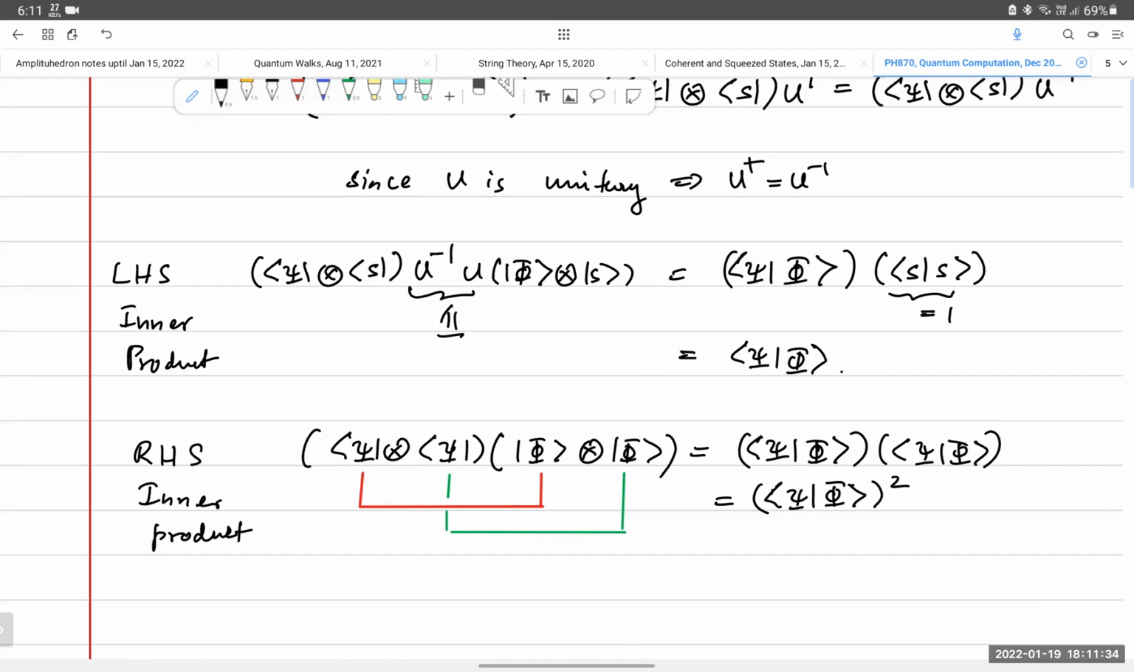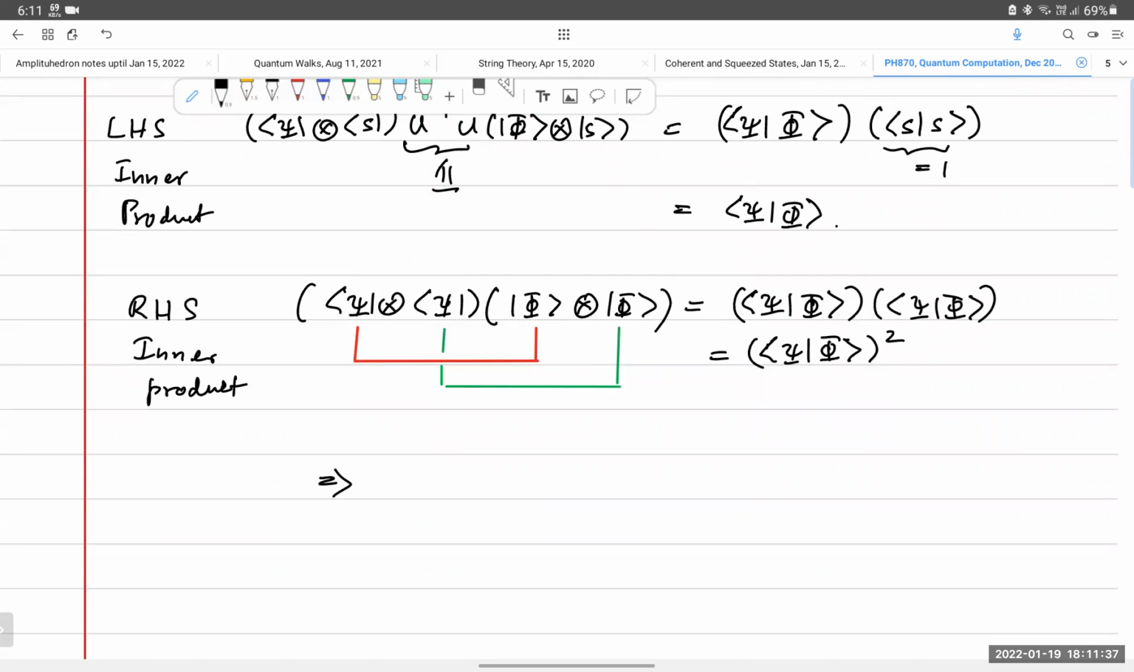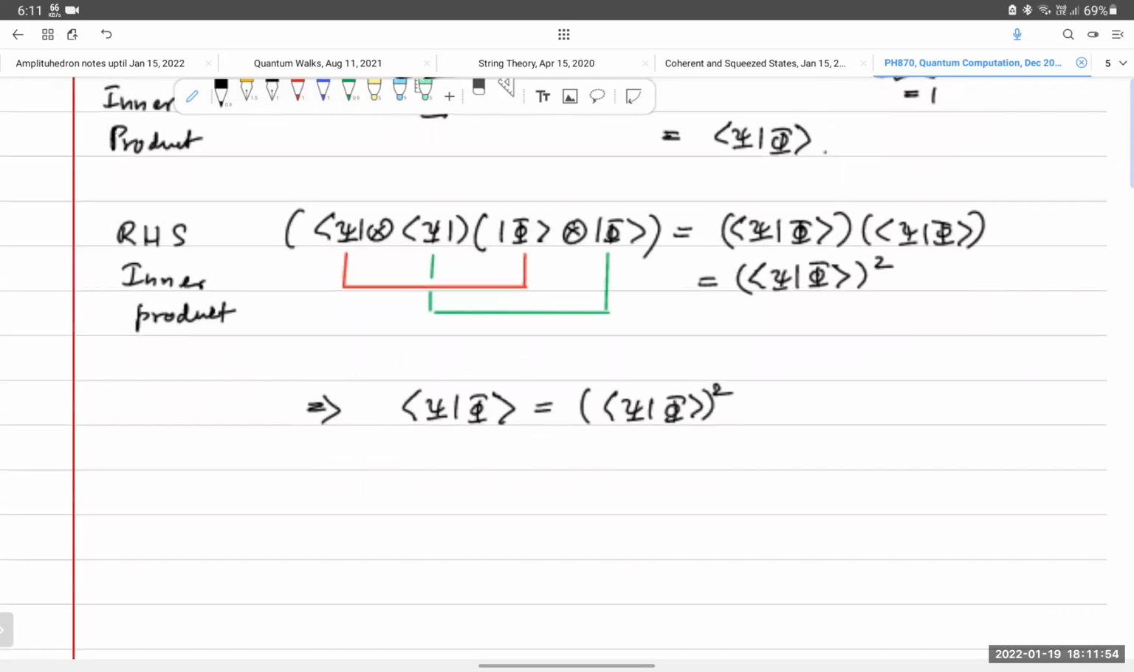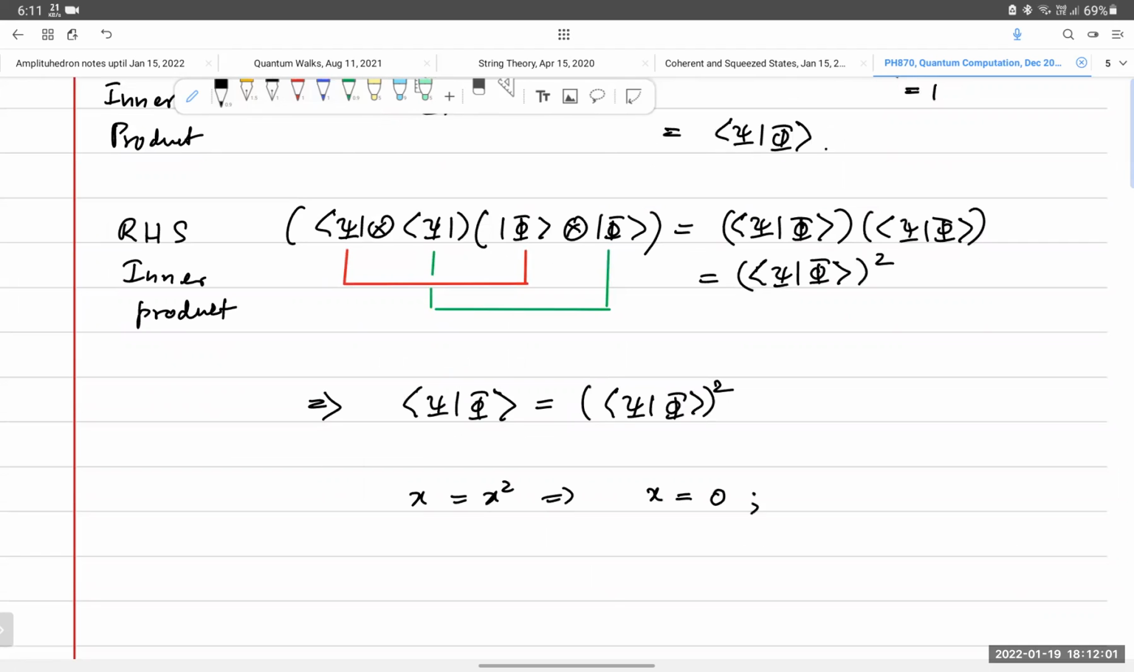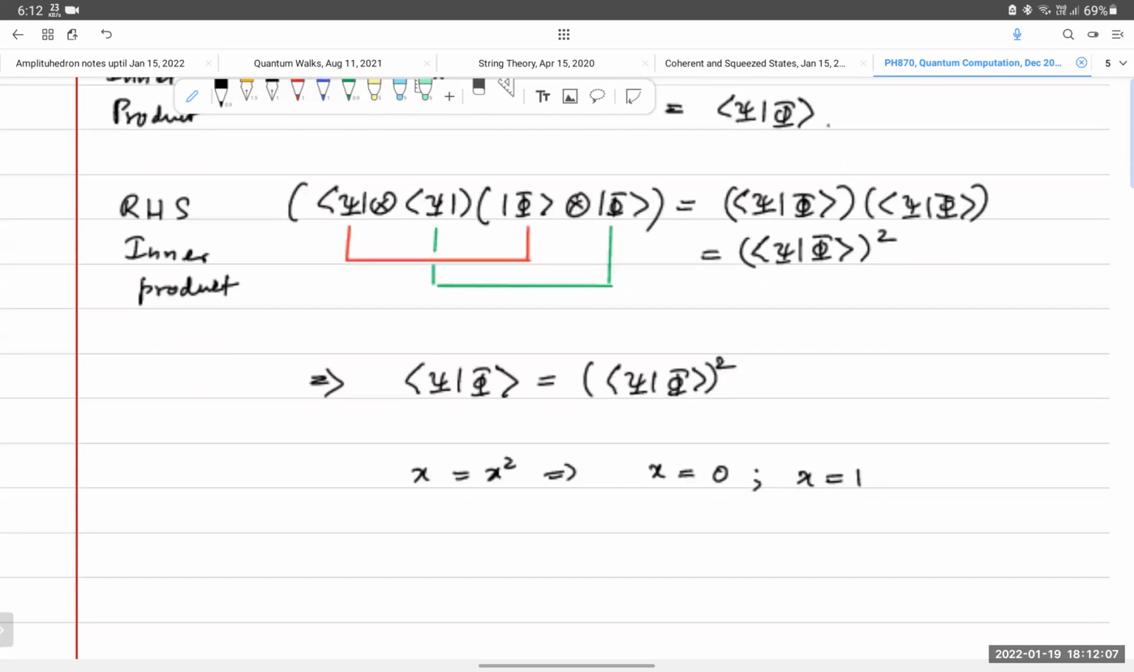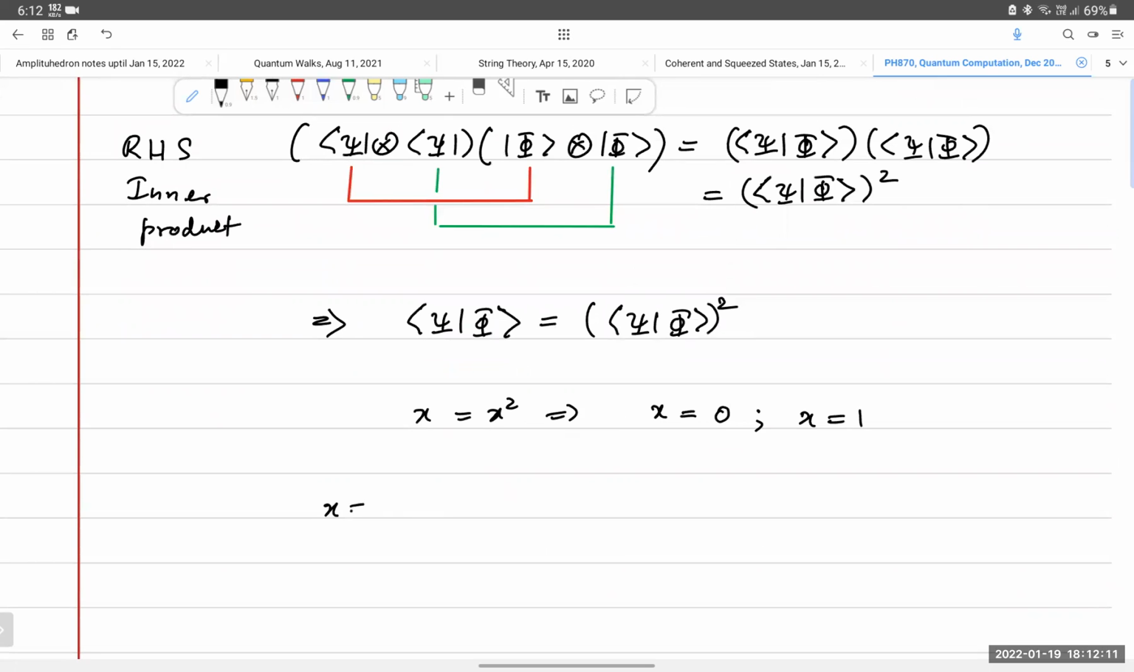squared. All right. And so the result is that if you compare the left hand side and the right hand side, you get that the inner product of psi and phi is equal to the inner product of psi and phi squared. Or in other words, x is equal to x squared. Now, what are the solutions of this? One is x is equal to 0, and the other is x is equal to 1. Now, when x is equal to 0, what does that tell us? That the states are orthogonal.